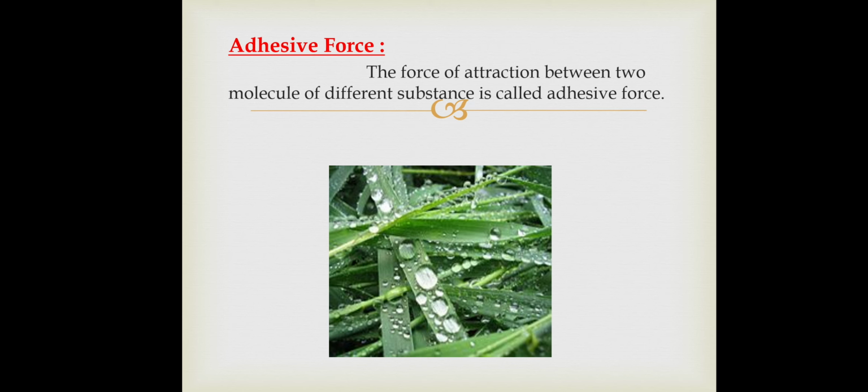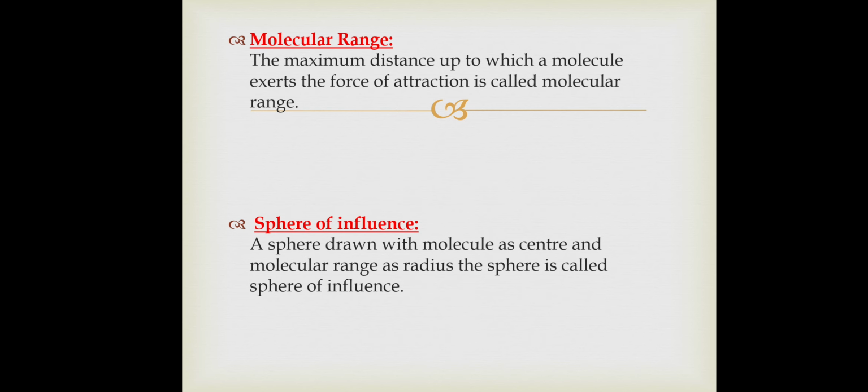These forces are effective only when the distance between the molecules is very small, of the order of 10 raised to minus 7 centimeter, or 10 raised to minus 9 meter. Therefore, they are called short range forces. They do not obey the inverse square law. The next one is molecular range: the maximum distance up to which a molecule exerts a force of attraction is called molecular range. And the sphere of influence is a sphere drawn with the molecule as center and molecular range as radius.